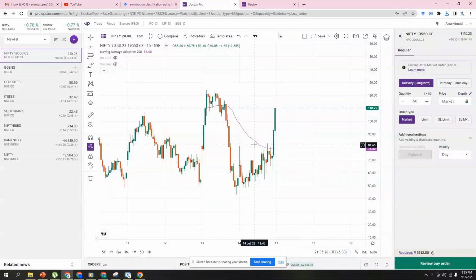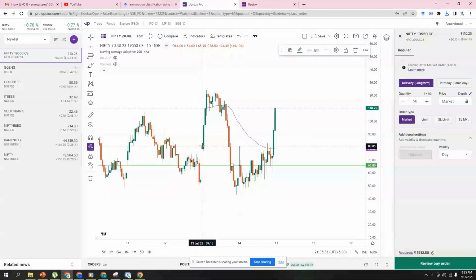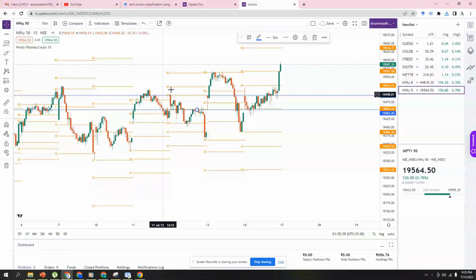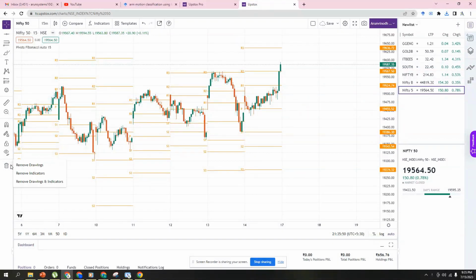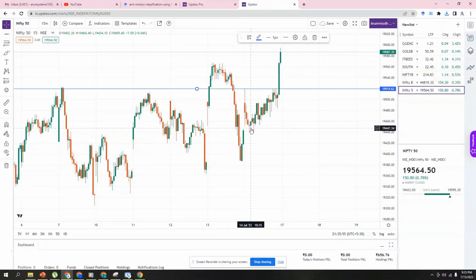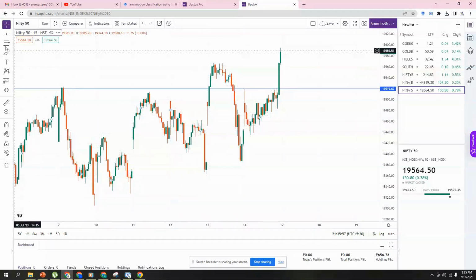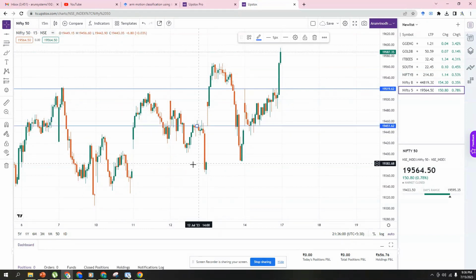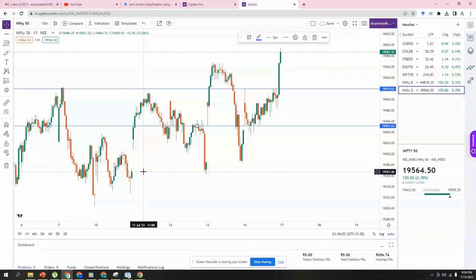Okay, so now we have seen how to identify the low, how to draw the low, how to draw the high, and how to identify the targets. Now, the strike price. How to select the strike price? Fine. So let me remove everything. Let me remove indicators also, right? I'm going to take the same example, that is yesterday's example. So high and low.